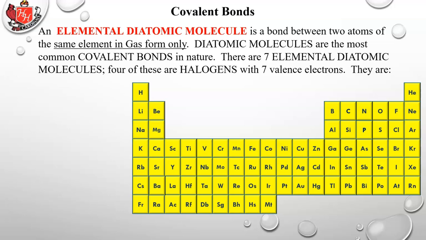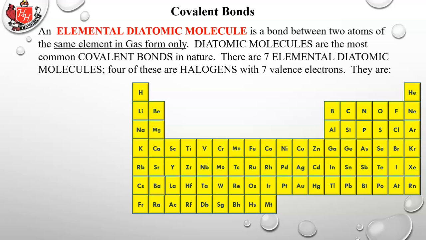Now, you should know the 7 elemental diatomic molecules. An elemental diatomic molecule is a bond between 2 atoms of the same element in gas form only. We're only dealing with gases. That is, separate molecules that move about independently, such as air, the oxygen and nitrogen in the air. Diatomic molecules are the most common covalent bonds in nature. There are 7 elemental diatomic molecules.